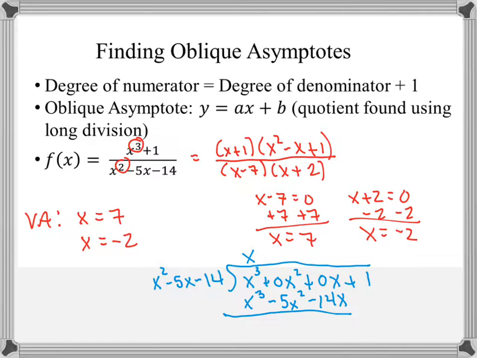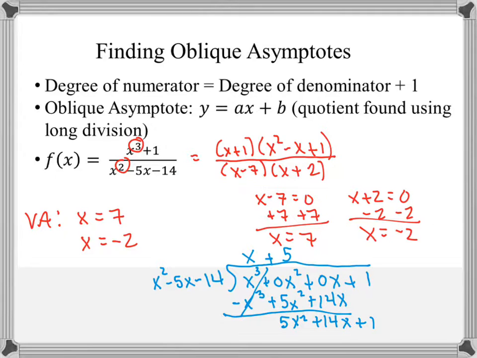I'm going to subtract, so I'm going to change the sign of everything and now add. My x cubed terms cancel out. 0x squared plus 5x squared leaves me with 5x squared. 0x plus 14x gives me 14x. And I will now bring down the 1. What times x squared gives me 5x squared? That would be positive 5.